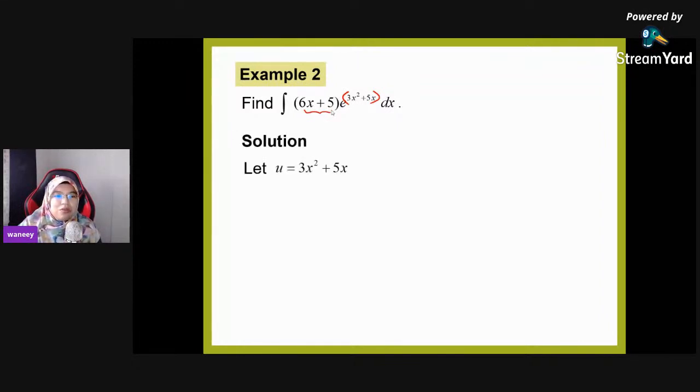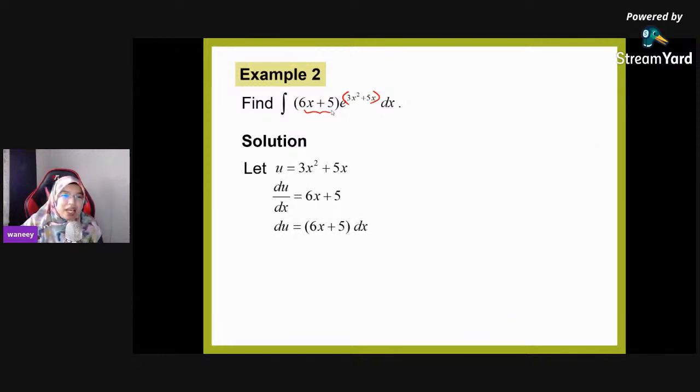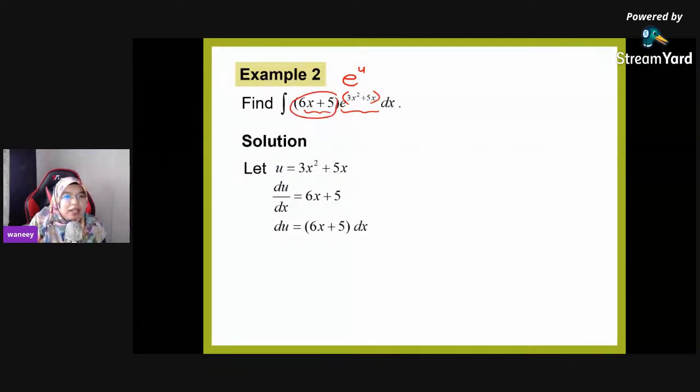Okay, so now u is equal to 3x squared plus 5x. If I differentiate them to get du over dx, it will become 6x plus 5. And if I make du the subject, du is equal to 6x plus 5 dx. So instead of having something that seems a little bit complicated, I can easily change this to become e to the power of u, and then 6x plus 5 dx, this is actually du.